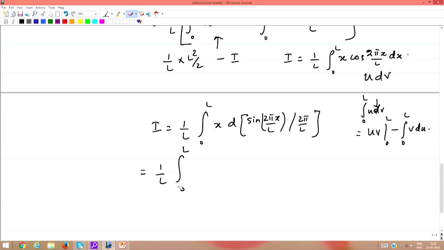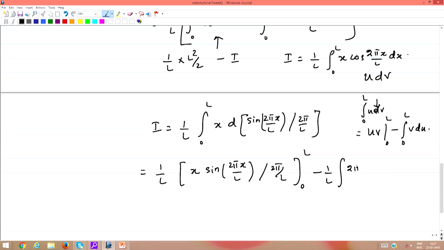It is not the integral, it is the limit: x sin 2 pi x by L divided by 2 pi by L between the limits 0 and L, and then the other part of this integral is 1 by L integral of L by 2 pi sin 2 pi x by L dx between 0 and L.